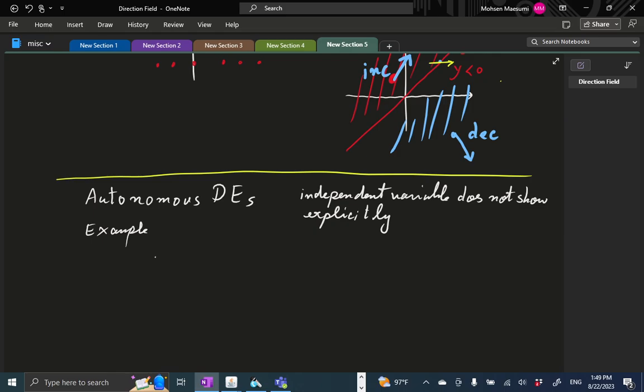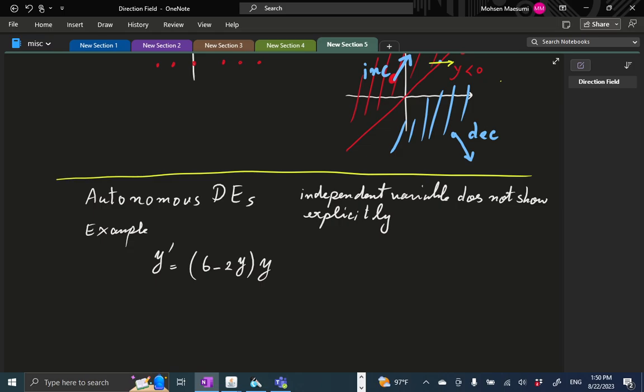What's an example of it? Y prime is equal to, let me make up some example. So 6 minus 2y times y. This example falls in the category of important problems we are going to look at extensively, sometimes referred to as logistic equation, something that's used in population studies in biology and similar sciences.